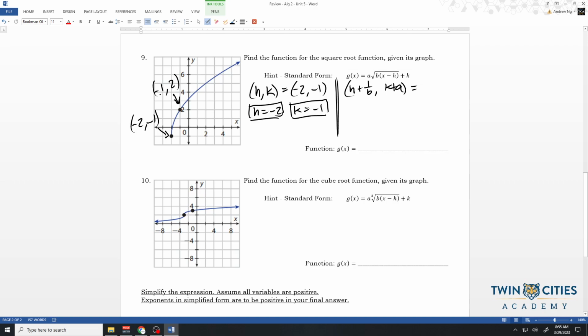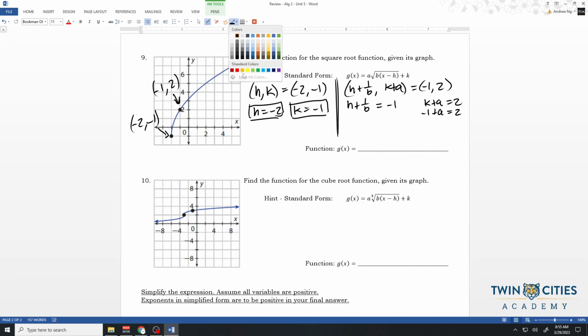This second point is negative 1, 2. So this tells me that on the left side, h plus 1 over b is equal to negative 1, and on the right side I've got k plus a is equal to 2. Well, let's begin with k plus a equals 2. That looks a little bit easier. I know that k equals negative 1. So negative 1 plus a equals 2. If I add 1 to both sides, I'll see that a is equal to 3.